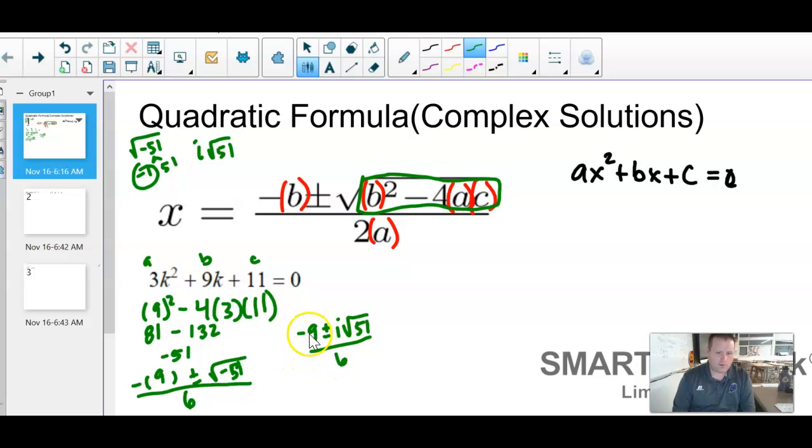And you can leave your answer like that. There are two of them, remember. It's negative 9 plus i square root of 51 divided by 6, and then negative 9 minus i square root of 51. So this sign means that there's two answers. You just don't need to write it twice for this. And this would be, again, what I'm looking for there.